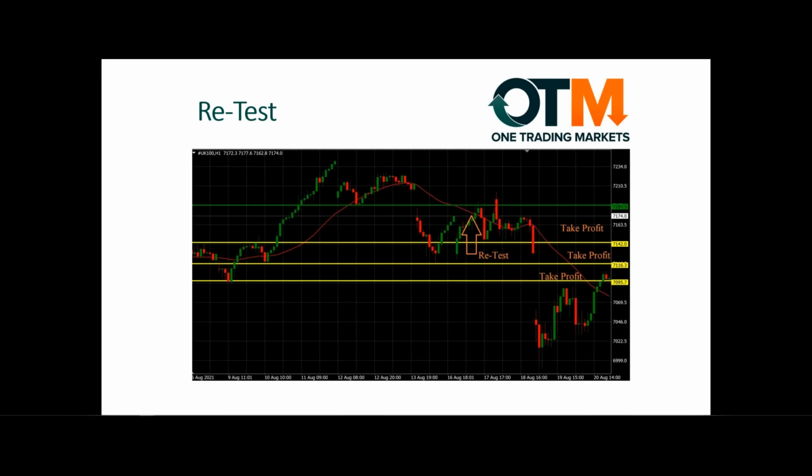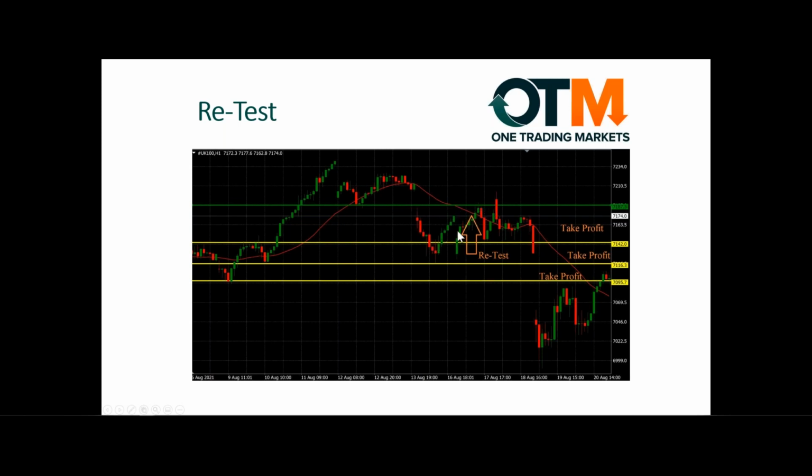Retest happens after crossing any levels. When we cross any level, whether we break support or surpass resistance, most of the time the market goes up again. Let's say you miss the break of this support, so you wait for a retest. Most probably markets do retests. Retest means market going up to the same level where it broke it.